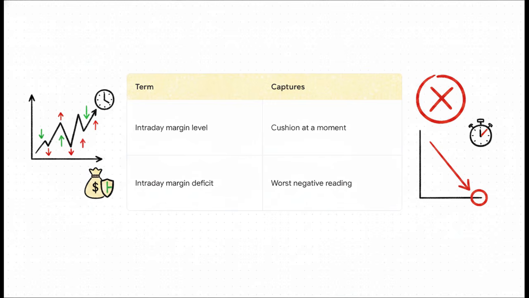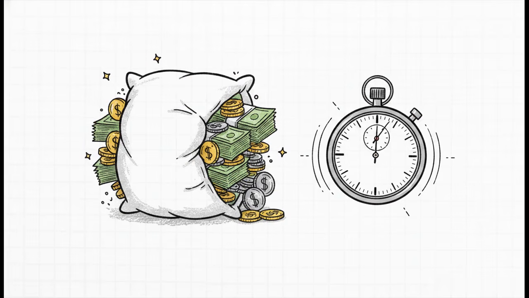Now on the right, the intraday margin deficit. That's the final, official score for the day. It captures the single worst negative reading from the left column, expressed as an absolute value. Basically, the level is the moment, the deficit is the daily worst-case penalty. So, Cara has a deficit.